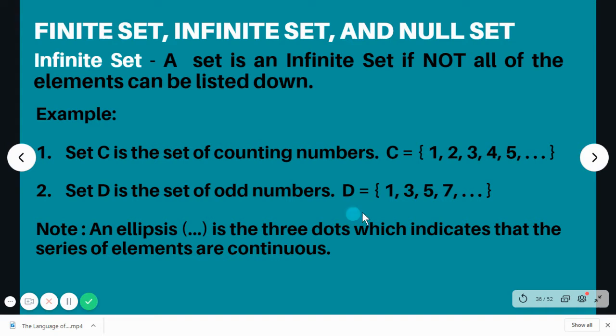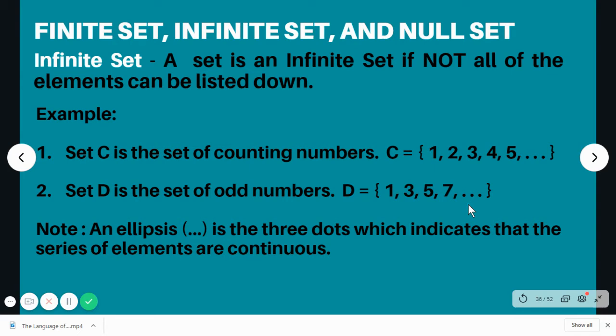So what are the odd numbers? 1, 3, 5, 7, and so on and so forth. So ibig sabihin, hindi mo kayang maibigay lahat ng odd numbers. So infinite set siya. At kung mapapansin nyo class, sa infinite set, meron siyang tatlong tuldok sa dulo.